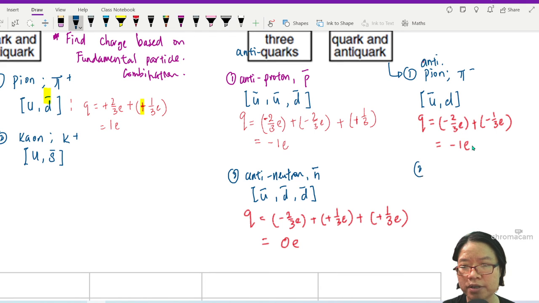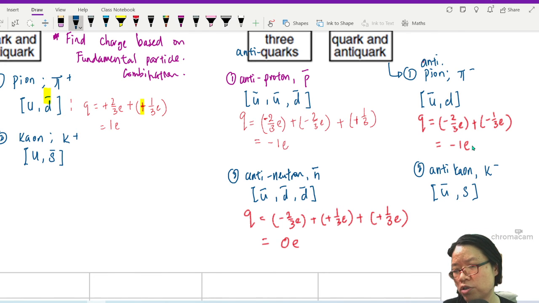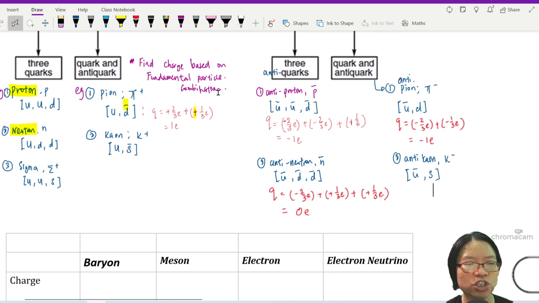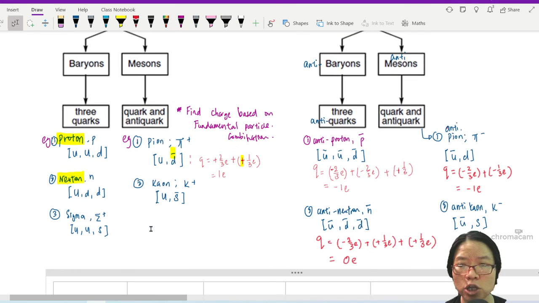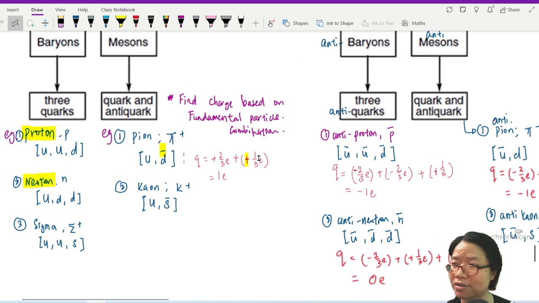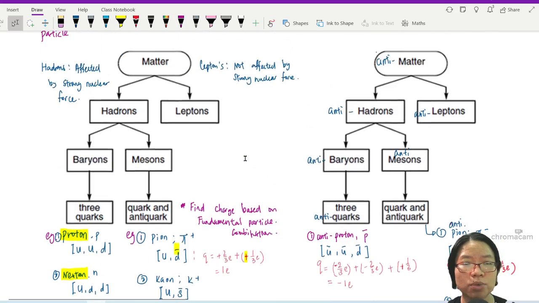Also the same thing will happen for our kaon. So we're just going to call this K minus, right? And then this will consist of anti-up and strange. And if you want to find the charge, same thing will happen, so I will not repeat again. The same idea: you must be able to find charge based on the fundamental particle combination that is at hand, not so much to memorize this, besides proton and neutron, because that one is the most basic one you are expected to know. So this is how we classify particles.